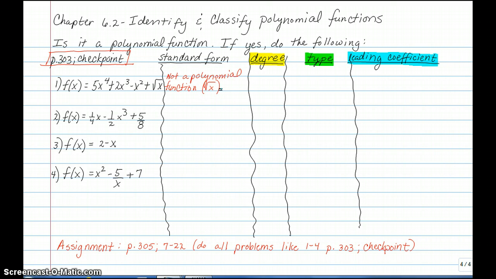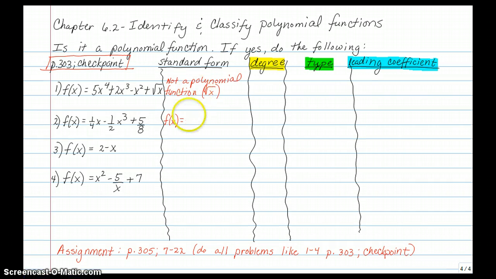Okay, number 2, we've got f of x equals 1/4 x minus 1/2 x cubed plus 5/8. This is a polynomial function, but it is not written in standard form. So we're going to write it in standard form. So it's going to be f of x equals negative 1/2 x to the 3rd power, because this is the largest degree, plus 1/4 x plus 5/8.